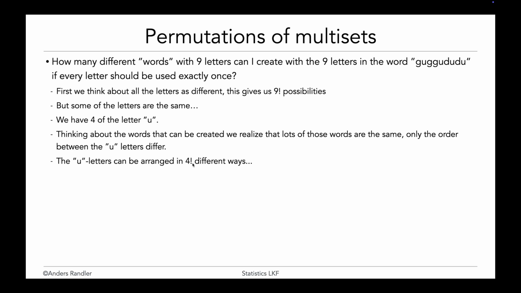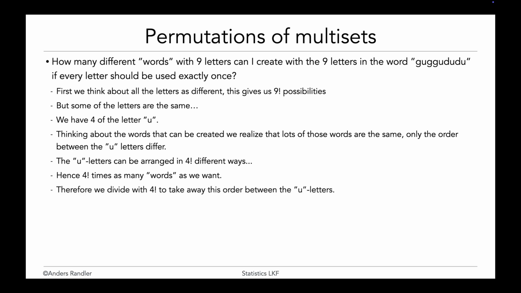A way of then kind of taking away the order, we could just divide with 4 factorial, because we have right now 4 factorial times as many words as we want. So let's just divide with 4 factorial. And then we have to do the same thing concerning the G's and the D's.